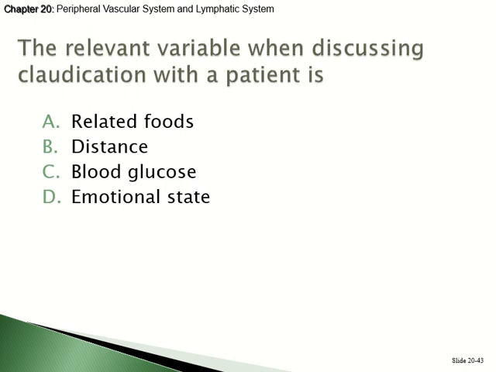Okay, so we have a little question. The relevant variable when discussing claudication with a patient is A, related foods, B, distance, C, blood glucose, and D, emotional state. So if you said B, distance, you are correct. Claudication is correlated with the distance. So a patient might measure it as going up and down the stairs twice before they get pain and cramping, or they start exercising and at 10 minutes in they get pain, or walking around the neighborhood. So those things are related. Foods, blood sugar, and emotional state don't really have anything to do with that.